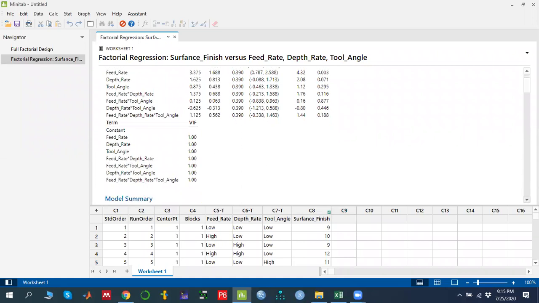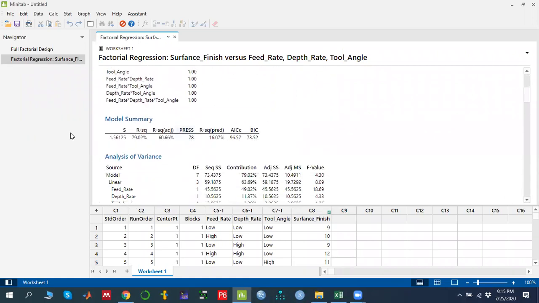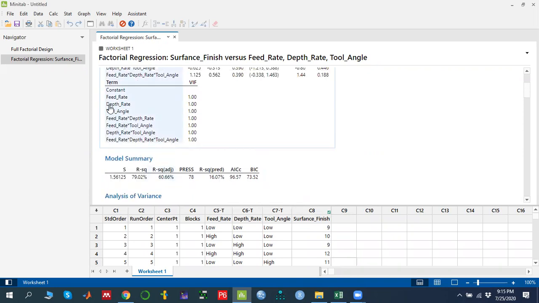Now we are going to discuss the next table, which is called the model summary. So what is this model summary indicating? That is the R square, which is 79, or the adjusted R square, which is 60.66. If I am interpreting the adjusted R square, it is indicating that all the independent factors that we have taken, that is feed rate, depth rate, tool angle.